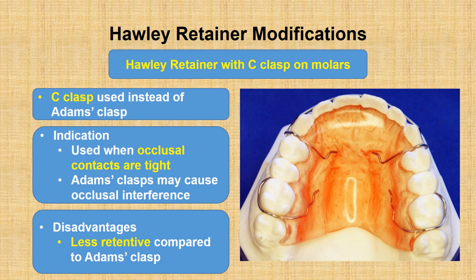Now the Hawley retainer can also be modified in many ways. Okay, one of the modifications is a Hawley retainer with a C clasp on the molars. Now in this modification, the Adams clasp is replaced with a C clasp. Now this is used when the occlusal contacts are tight and the Adams clasp may cause occlusal interference. The disadvantage is the retention of a C clasp is not as good as that of an Adams clasp.